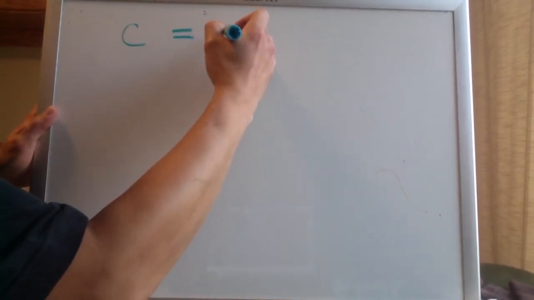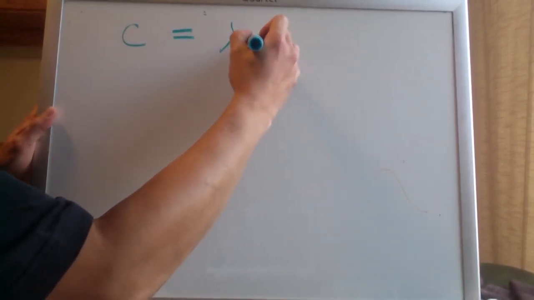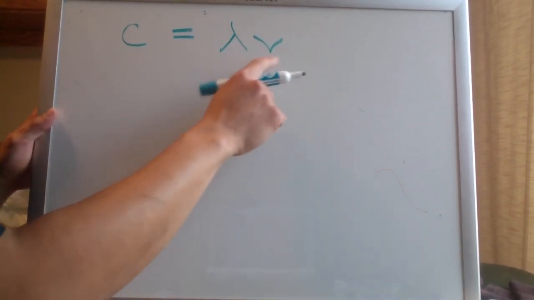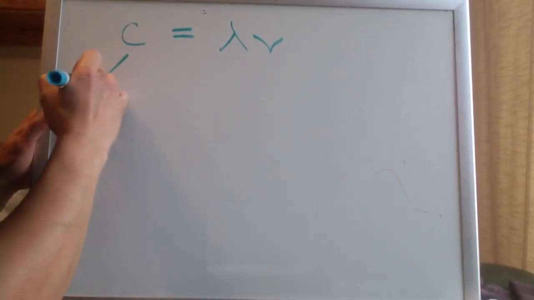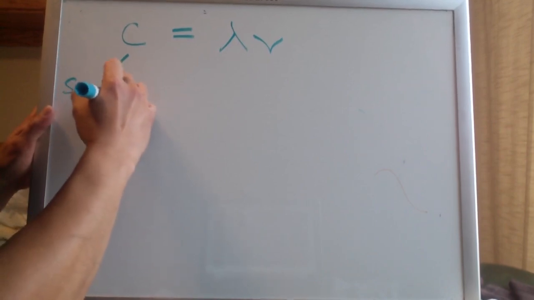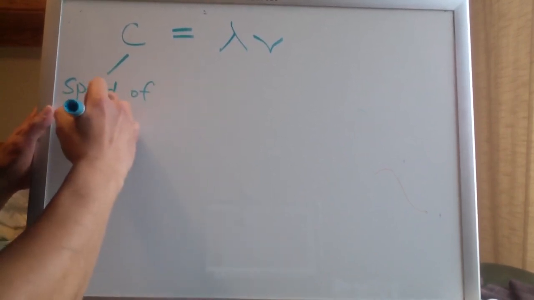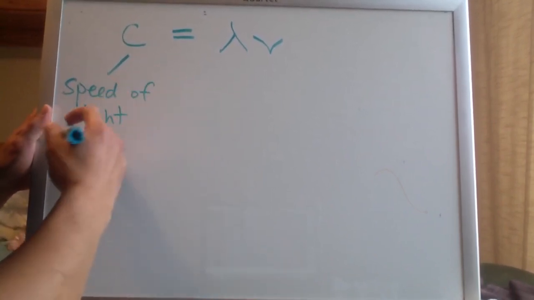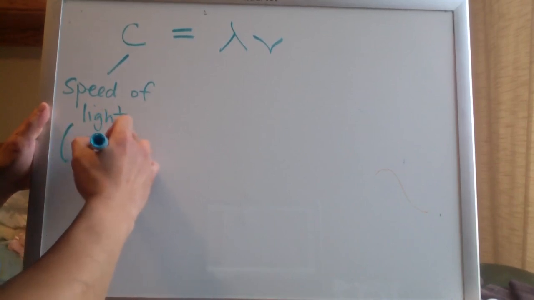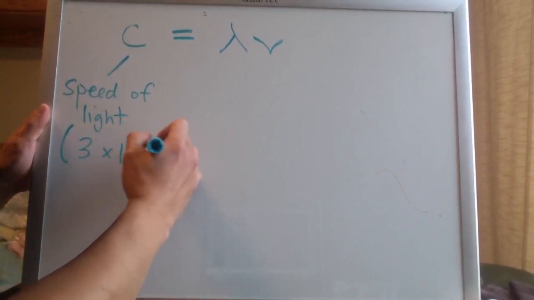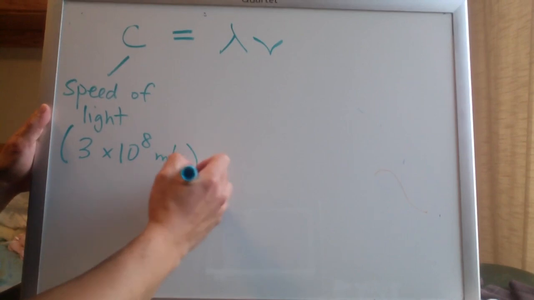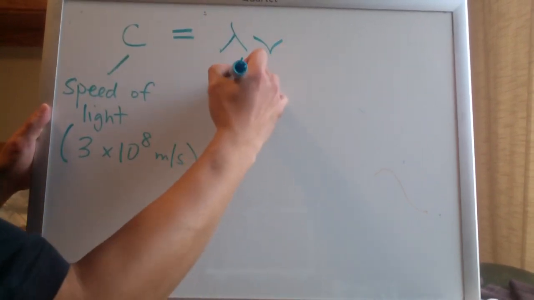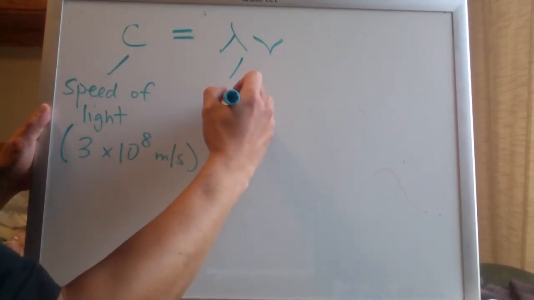The first equation we're going to take a look at is the relationship between wavelength and frequency. So c equals lambda times nu. The c stands for the speed of light, and the speed of light is a constant. It is equal to 3 times 10 to the 8th meters per second. So that's how fast light travels. This, like we mentioned before, is lambda, which is the wavelength.